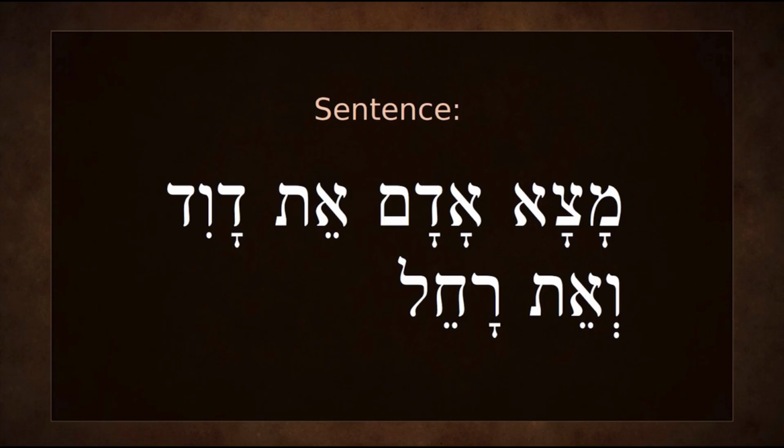So, to recap, the verb in this sentence is matzah. There are two ets, one before David and one before Rachel, so those are the two objects of the sentence. The other word in the sentence is Adam, and that must be the subject. When we put it all together, we get Adam found David and Rachel. Again, the ets in this sentence let us know who is doing the finding and who is being found.